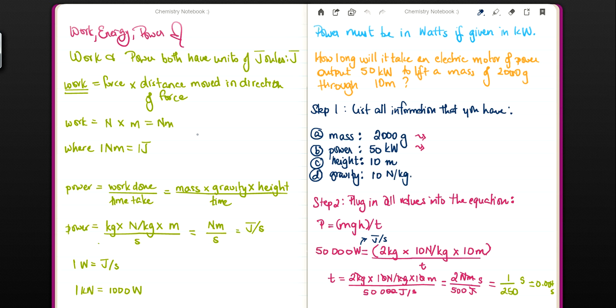So on with more physics, you have work, energy, and power. Work and power both have units of joules. Work is equal to force times distance moved in the direction of force.